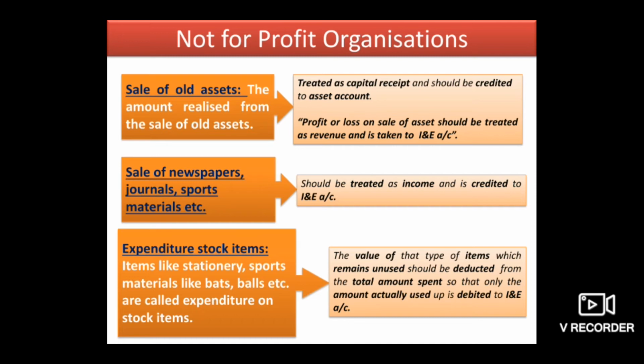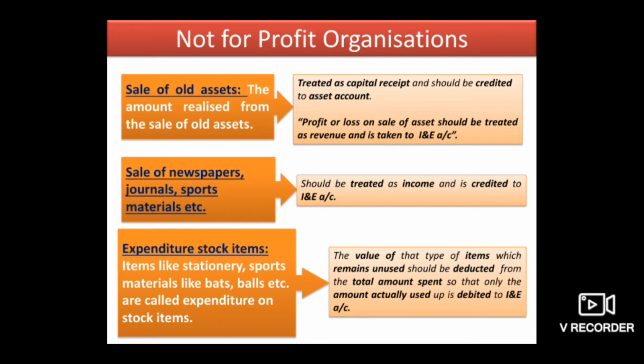If there is profit, that profit on sale of asset should be recorded in the income and expenditure account, and if there is loss from the sale of that asset occurs, that loss should be recorded in the income and expenditure account also. Then sale of newspapers, journals, sports materials, etc. It should be treated as income and is credited to income and expenditure account.